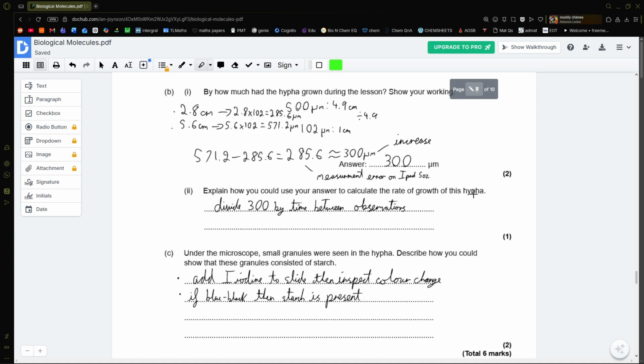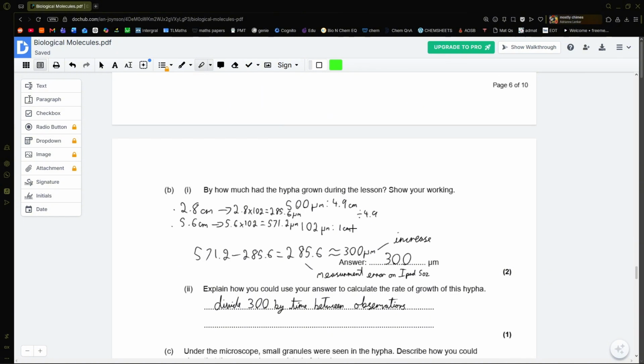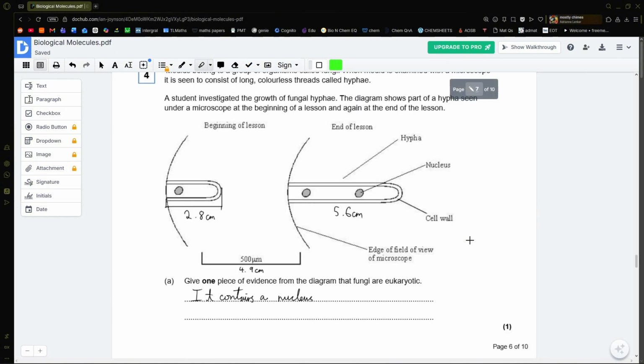Hope that makes sense. Part 2. Explain how you could use your answer to calculate the rate of growth of this hypha. So rate is over time, so you have to think how something changes by time, like millimeters per second, meters per second, grams per second, or anything like that. So we would divide this number that we got by the time in between the two observations.